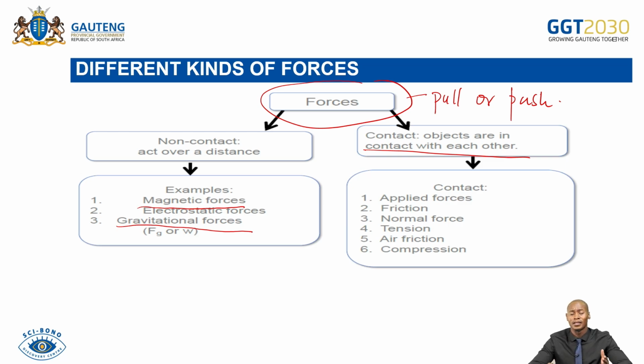But when you talk of a non-contact force, those forces act over a distance. So there's no physical contact, okay? There's no physical contact when it comes to objects. All right. Then when it comes to contact, there's physical contact, right? So those are the forces exerted by objects that are in contact, okay? For example, the applied force, the frictional force, the normal force, the tension, air friction, and compression, right? So forces are divided into two categories, right? We have non-contact and contact forces, all right?